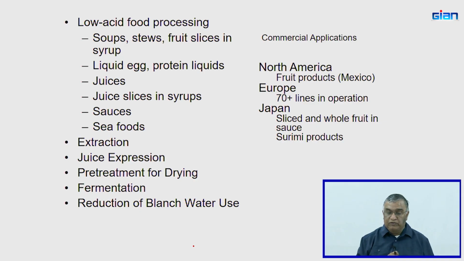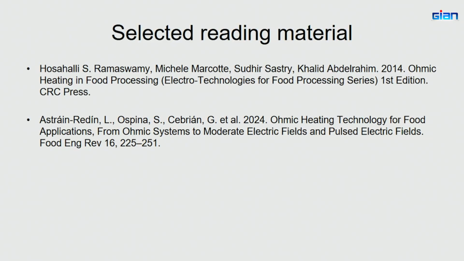You can also use ohmic heating as a blanching step, and there are commercial applications like sliced fruit, surimi products and so on in the market. So, this is just some of the reading material you may find useful for the purpose. With that, I am going to stop here for some questions.